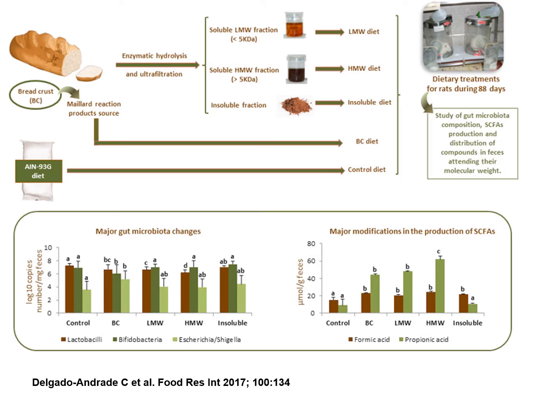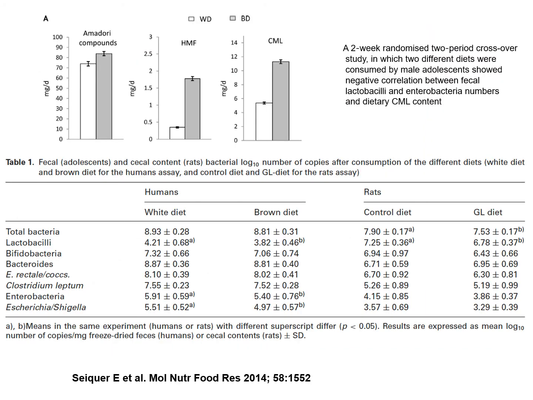The work by Dr. Cristina Delgado Andrade in Spain has shown the effect of the high AGE diet on the microbiome. In this case, rats were fed either a control or high AGE diet for 88 days, and you can see that this has a tremendous impact on the microbiota of these animals. Then the same group extended the study to a group of human adolescents on different diets with AGEs, and this again clearly changed the microbiota.